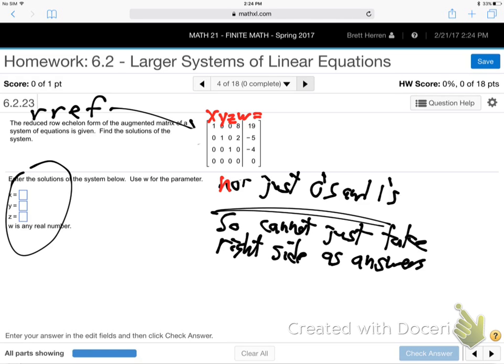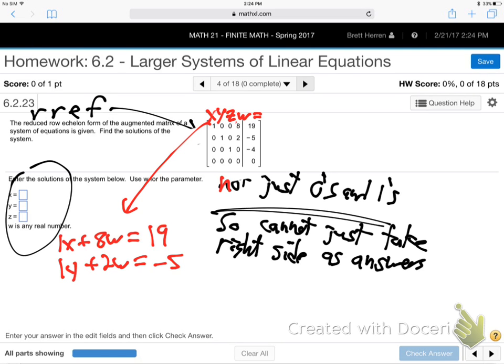So what is that first equation saying? 1x plus no y plus no z plus 8w is 19. Isn't that what that first equation is really saying? See the no y. 1x, no y, no z, plus 8w is 19. What's the second equation saying? No x, 1y, 2w is -5. What's the third equation saying? 1z is -4.